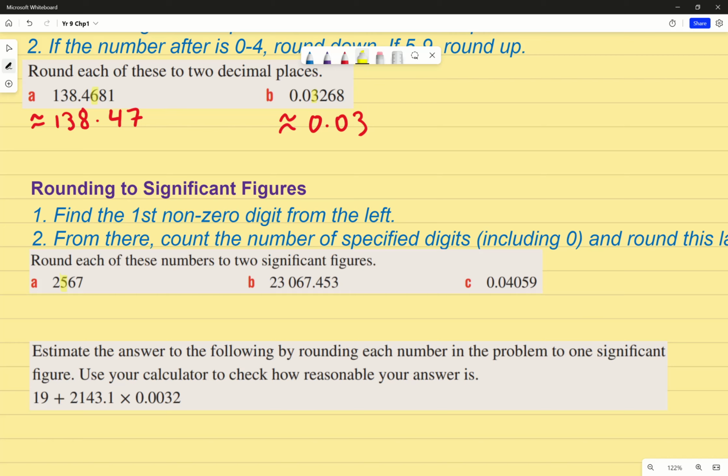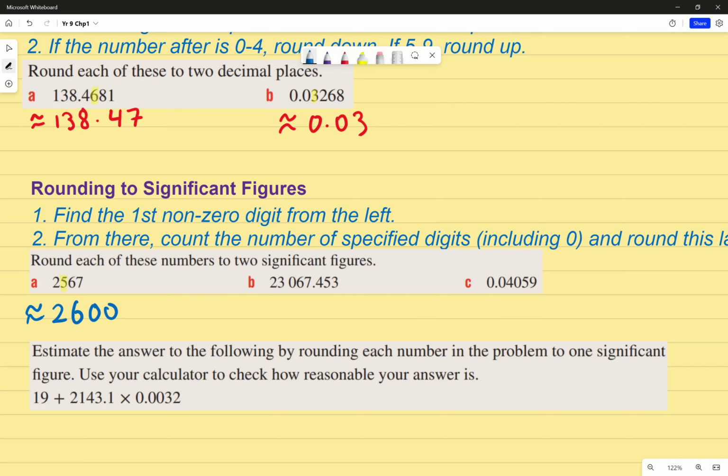Any questions about that? Okay. From there, count the number. We've done that and round this last digit. So 2, 5, 6, 7. The digit after 5 is 6. So we round up and that becomes 2600. And again, I'm going to use that approximate sign.